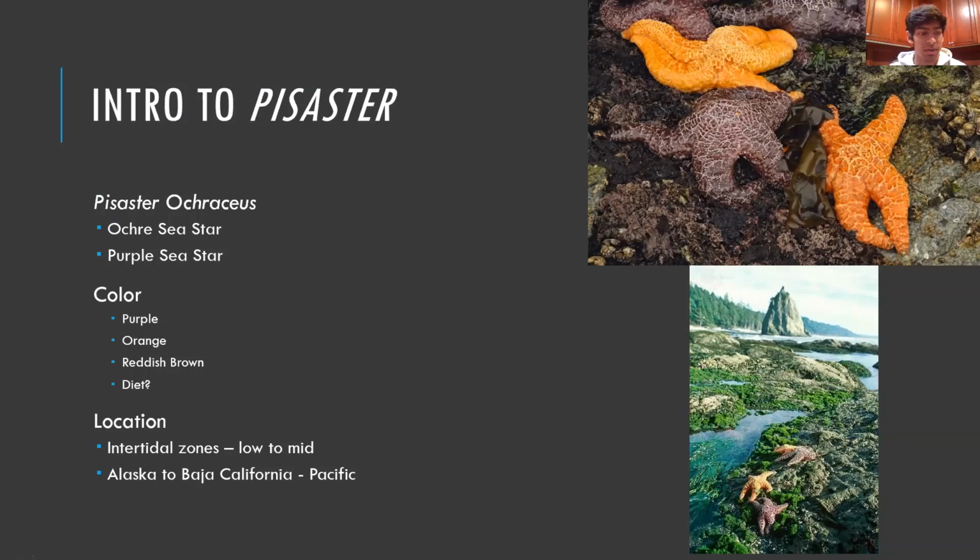So Pisaster is located on the Pacific coast of the United States, from Alaska all the way to Baja California. So a really long stretch of coastline. They occupy the intertidal zones. That's the area between the high and low tides, and they're in the low to mid range. That can often encompass tide pools. If you look at the bottom image, that illustrates a nice tide pool with some of those sea stars. Because they're between the tides, they're exposed to both air and water.